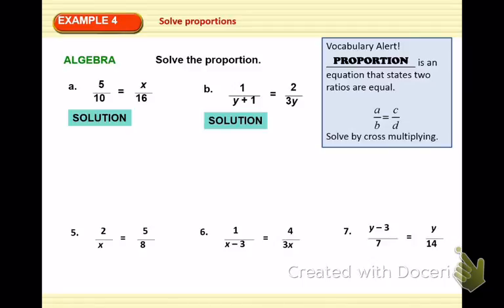Right, now, same deal here. 5, 6, and 7 are in your notes. Give those a shot, solving those, and check your answers. Stop the video, check your answers, make sure you're doing them right.